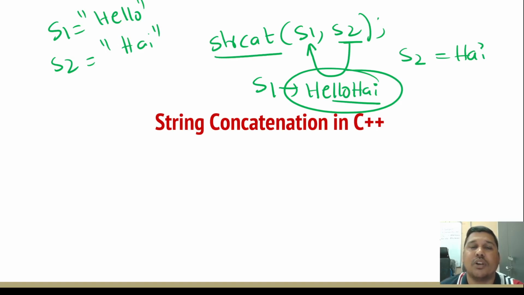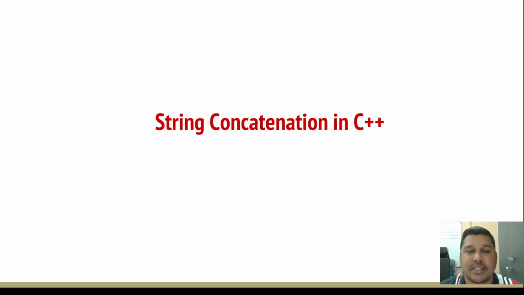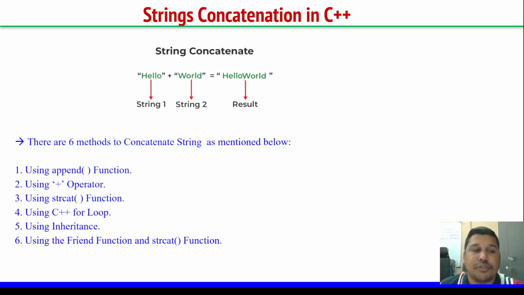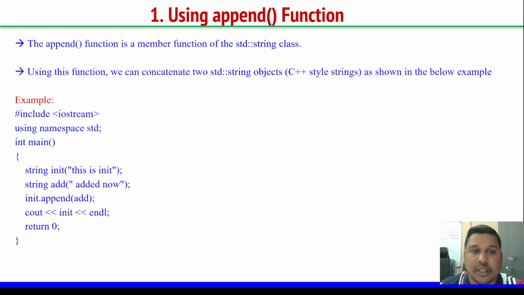This is one way of doing string concatenation in C programming or in C++, but there exist different ways to perform the string concatenation operation in C++. You have 6 different methods, out of which we will see a few, because inheritance is not yet covered. So, we will see a few other ways of performing string concatenation. The first way is using the append function.